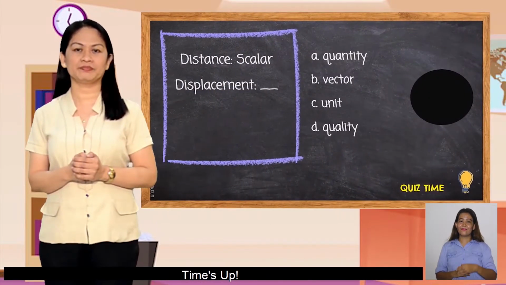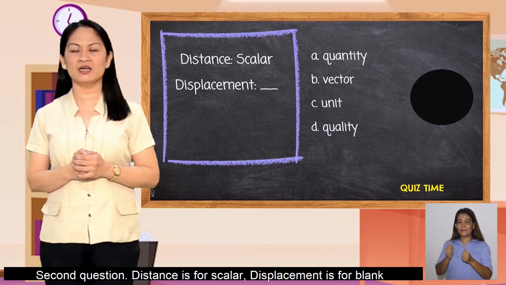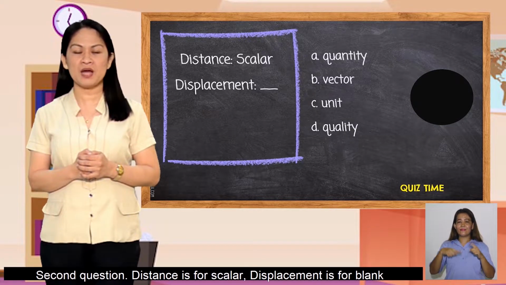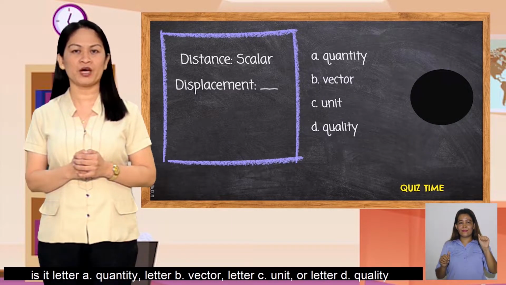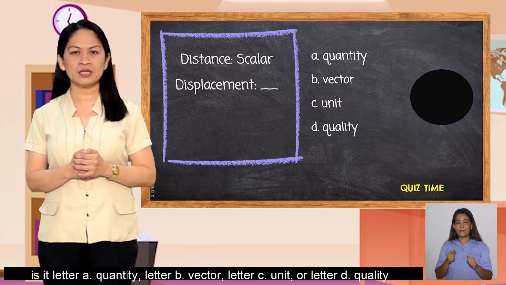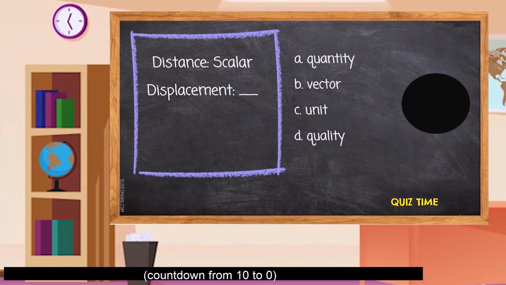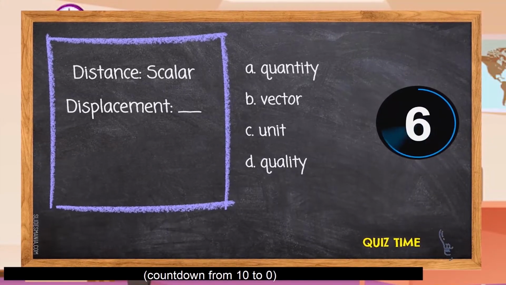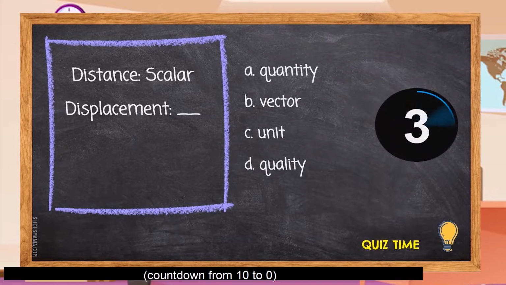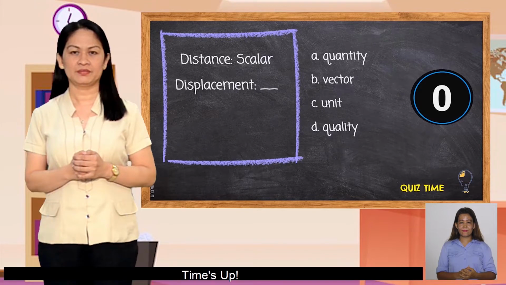Time's up. Second question. Distance is for scalar. Displacement is for vector. Is it letter A, quantity, letter B, vector, letter C, unit, or letter D, quality? Your time starts now. Time's up.